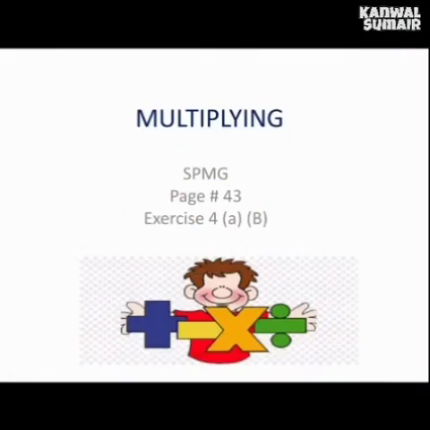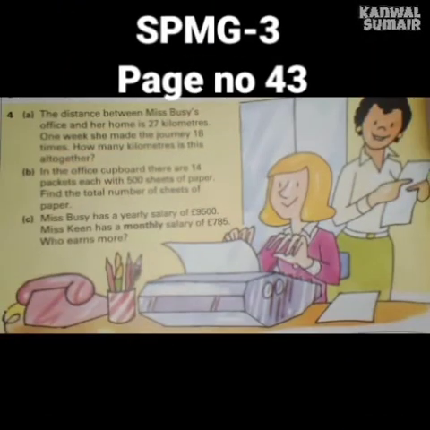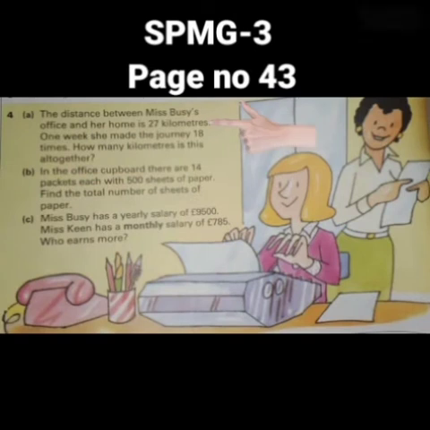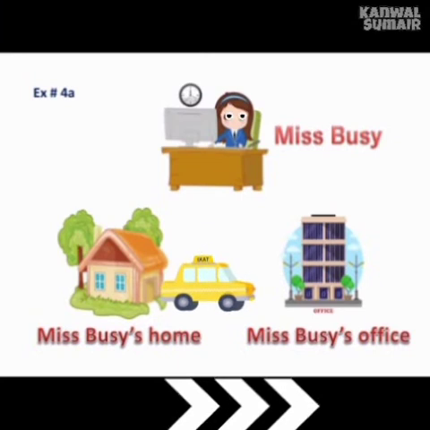We are going to solve an exercise 4 from page 43 in your SPMG. Exercise 4 has 3 parts, but we are going to solve part A and B. We are going to start with part A first.